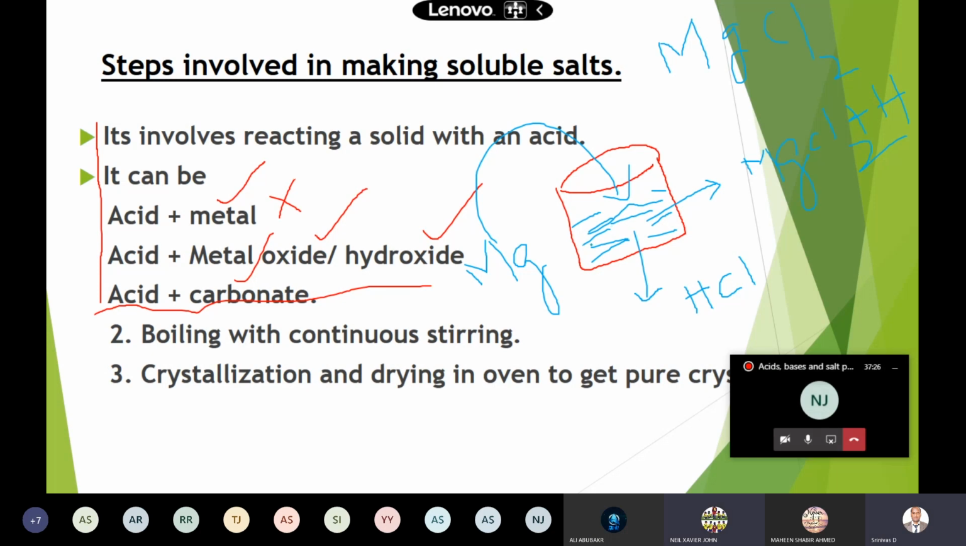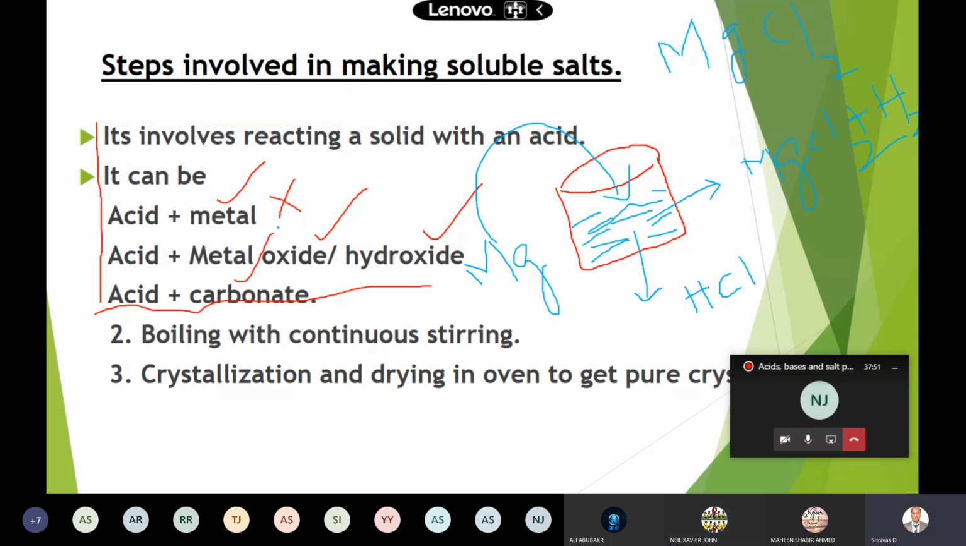How do you know, when you do Mg plus HCl, that it's going to be MgCl2? Because of the crisscross, it makes sense. Acids react with metals to produce salt and hydrogen. That's easy, it makes sense.